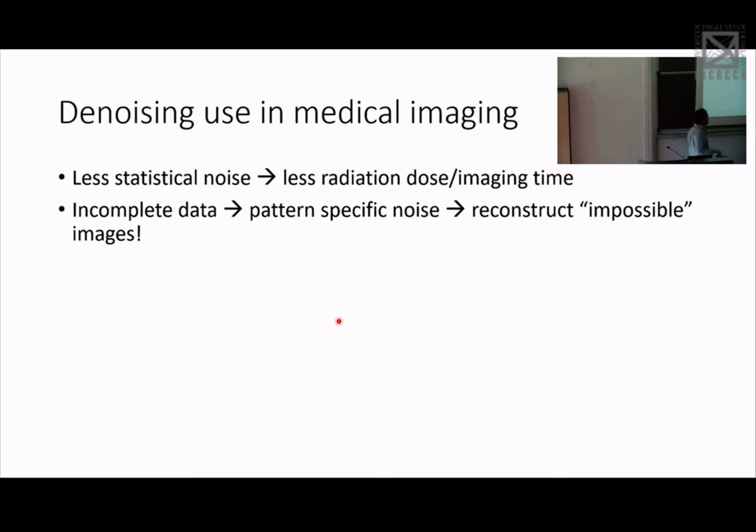Also, we have some much cooler examples. When you have incomplete data, you get in output some pattern-specific noise, and therefore we can reconstruct images without having all the data that we need. So this is something that we will see in the lectures about advanced denoising, because it's a field that was really, really, I don't know if I want to say revolutionary, but it's extremely important.